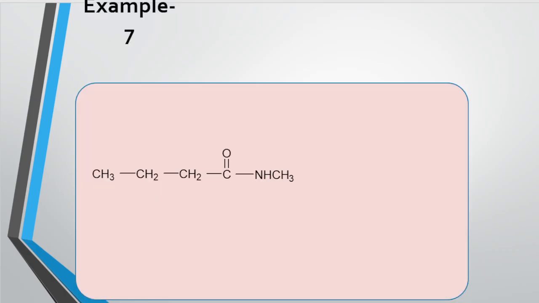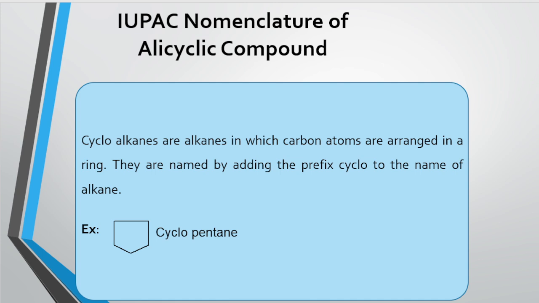Now listen carefully. Suppose we consider the IUPAC nomenclature of alicyclic compounds. Cycloalkanes are alkanes in which the carbon atoms are arranged in ring form. Hence the prefix cyclo is added. So as there are 5 carbon atoms here, they must be included, and hence it is a pentane, and as it is a cyclic compound, the prefix cyclo must be included.